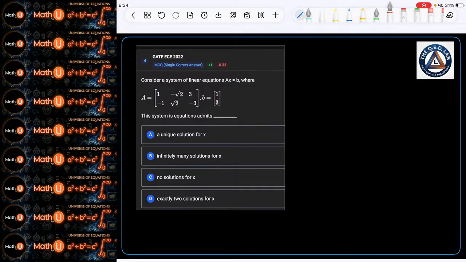And this is the question: consider the system of linear equations Ax equal to B where the system of equations admits a solution. The matrix is 1 minus root 2, 3 minus 1 root 2 minus 3. If you observe, this matrix is not a square matrix, so you cannot apply the determinant method here. Then you go with the rank method. This is matrix A. Then apply the row operation by the row reduced echelon form method. Apply the row method here.